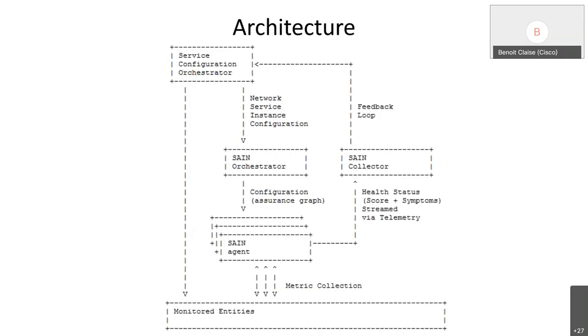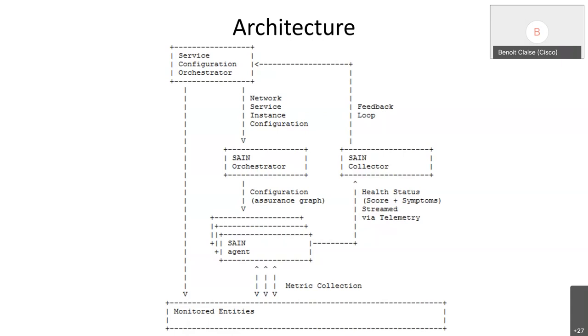So this is the architecture. We get the intent from the service configuration orchestrator. We get the service ID and the service config, and then we extract the intent of that service. We create the assurance graph that goes into the SAIN agent. And then we collect the required metrics via telemetry, and we send the health score and the symptoms of all of those subservices along with this assurance graph. And then we have all the information that we need to potentially close the loop.